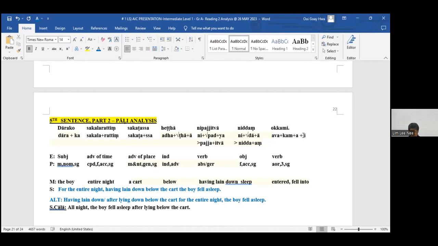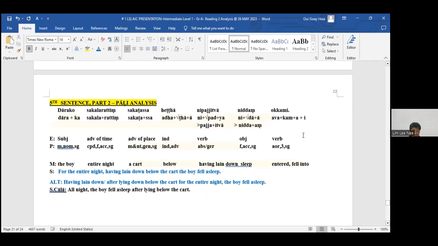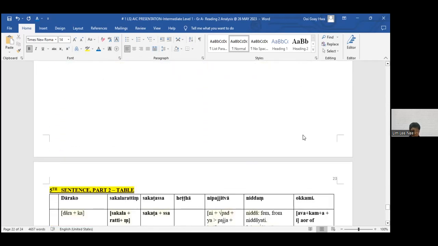And akami means entered or fell into, and is aorist, third person, singular, and in English is a verb. The meaning for this is: for the entire night, having lain down below the cart, the boy fell asleep. Or we can say, having lain down, or after lying down below the cart for the entire night, the boy fell asleep. That's it. Thank you.